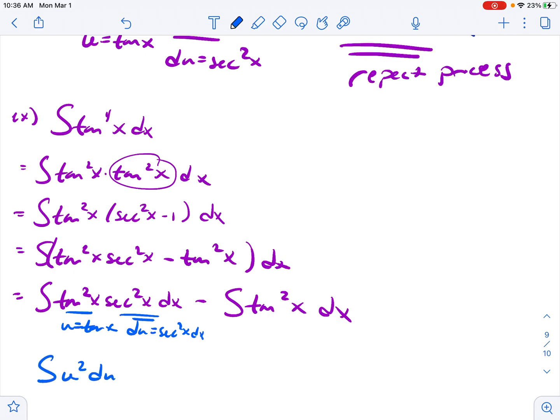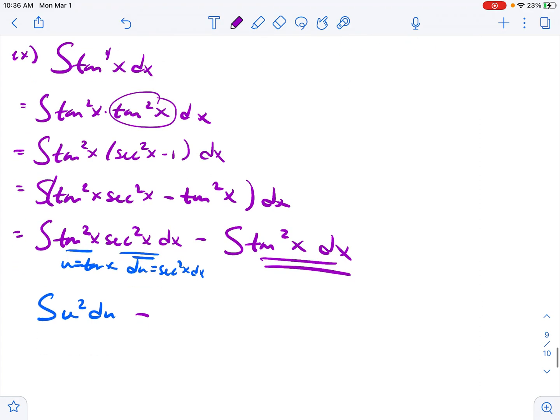So that becomes u squared du. Minus, now I have this tan squared one, so I'm going to kind of repeat the process. Well, notice it's just tan squared. So since I have that, I'm going to replace that with secant squared x minus 1. That is something we can integrate. Secant squared x by itself just goes back to tangent. Negative 1 by itself goes back to negative x when we integrate. So we're good to go here.